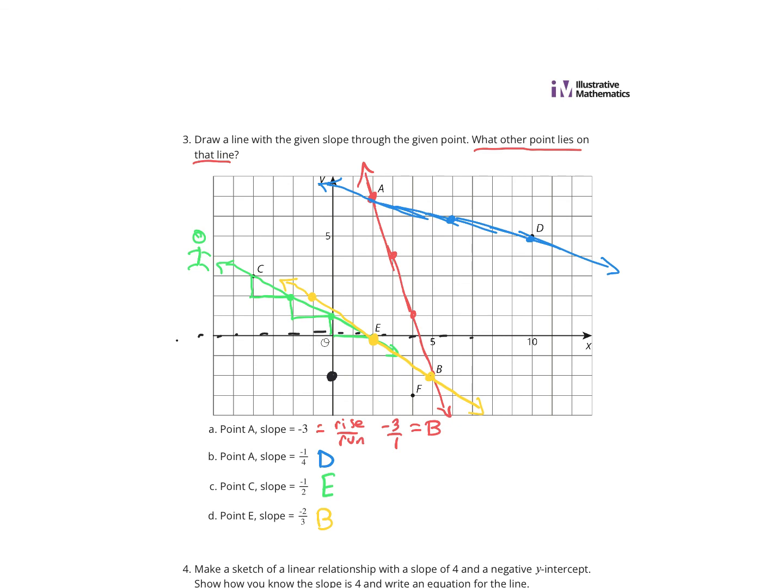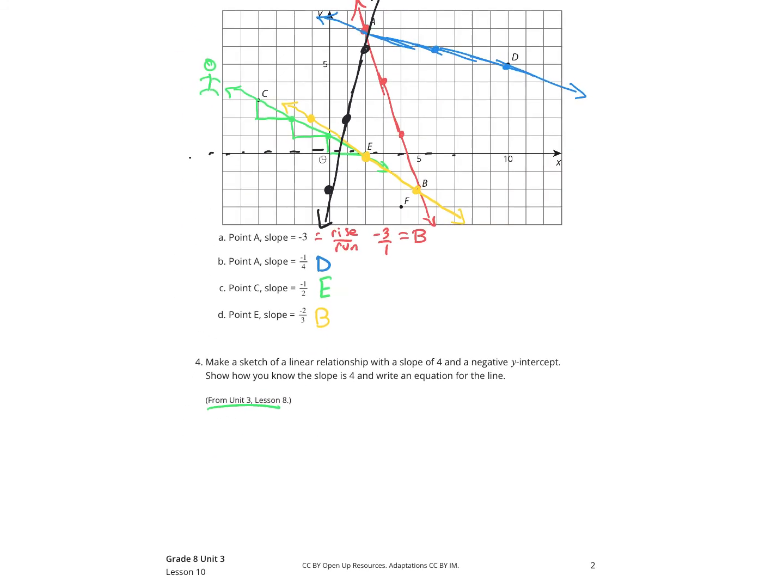And our slope would be 4, which would be a rise of 4 and a run of 1. A rise of 4 and a run of 1. I'll connect those. And there I have it. So that is the end of this lesson.